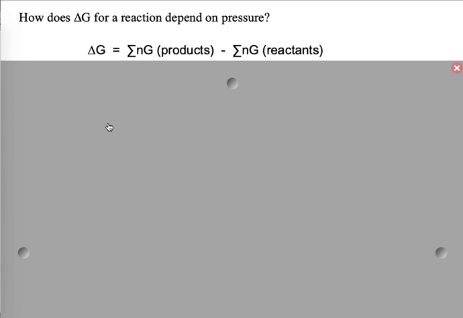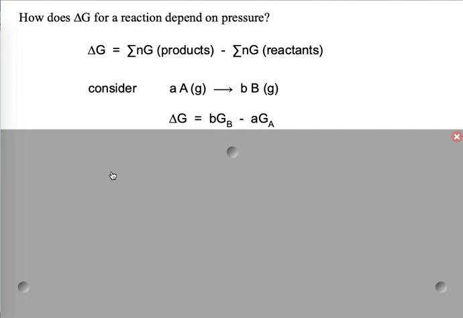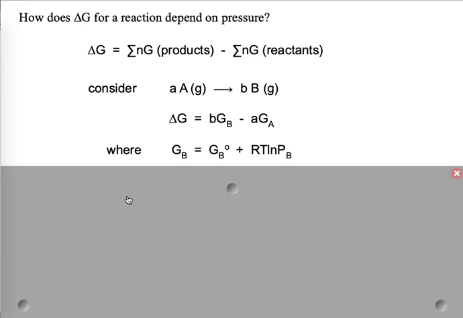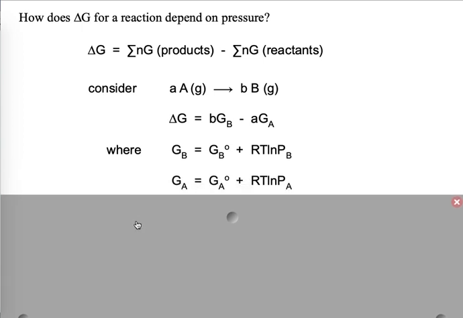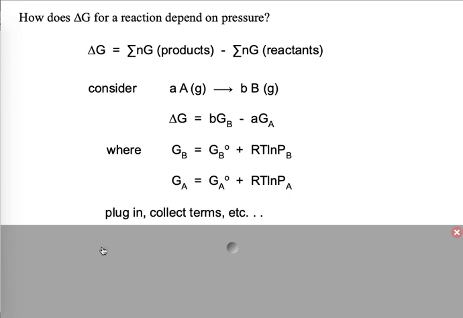So how does the free energy change, delta G for a reaction, depend upon the pressure? Well, the free energy change is the sum of the free energies of the products minus the sum of the free energies of the reactants multiplied by their stoichiometric coefficients. So if I consider a hypothetical reaction in which little a moles of big A in the gas phase react to form little b moles of big B in the gas phase, delta G is b times the free energy of B minus a times the free energy of A, where the free energy of each component is simply equal to the standard free energy plus RT times the natural log of the partial pressure of that component. Okay? We will plug those in and collect terms.